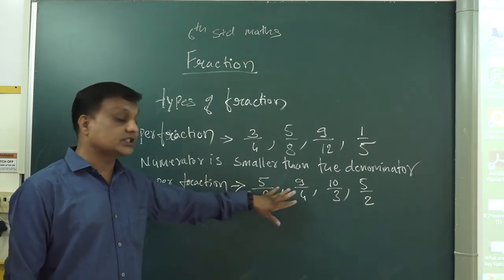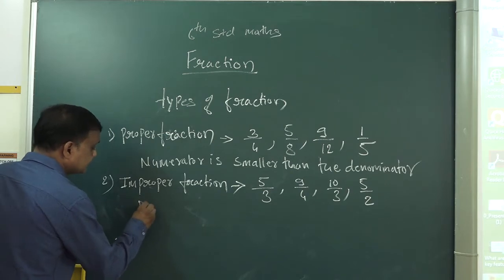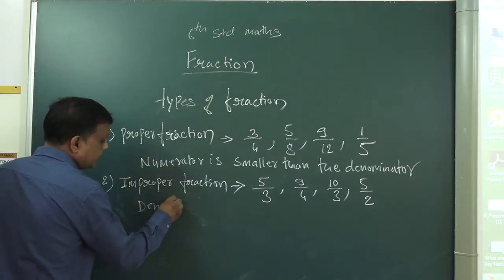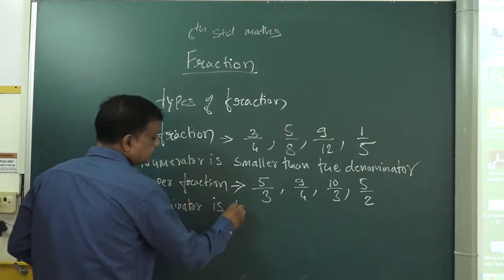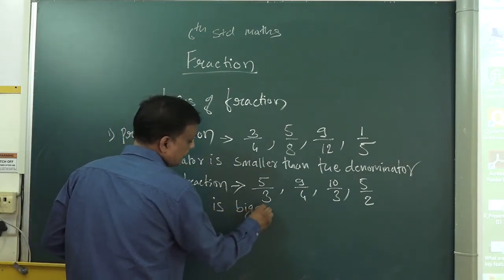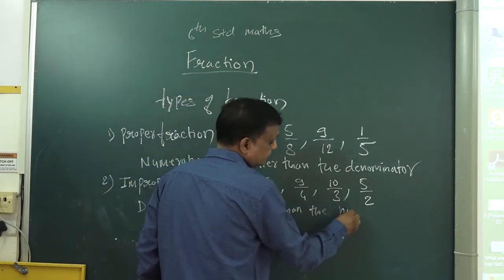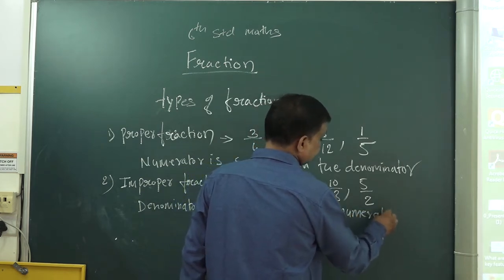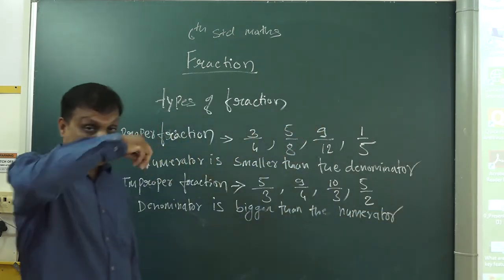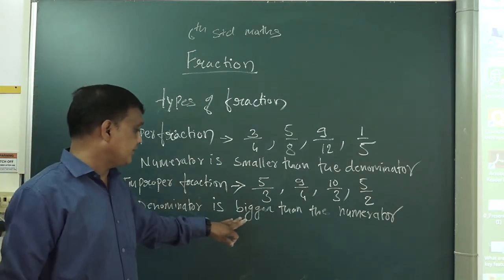That type of fractions are called improper fractions. So what definition will we write here? The denominator is smaller than the numerator. So in an improper fraction, what happened?